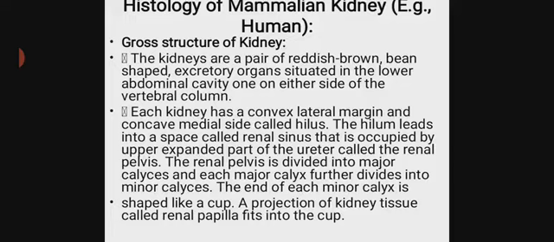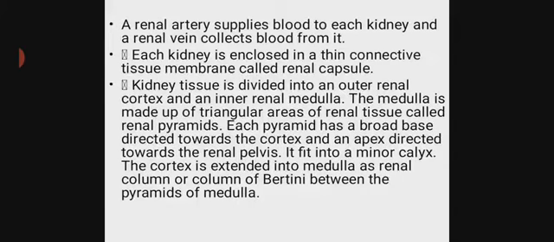The end of each minor calyx is shaped like a cup, and a projection of kidney tissue called the renal papilla fits into the cup. A renal artery supplies blood to each kidney, and a renal vein collects blood from it, and each kidney is enclosed in a thin connective tissue membrane called the renal capsule. The kidney tissue is divided into an outer renal cortex and an inner renal medulla. This is what I already told you.